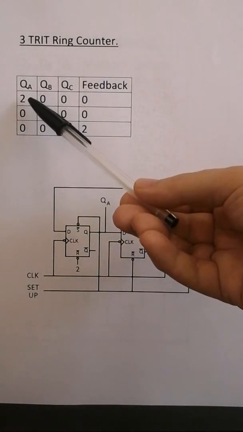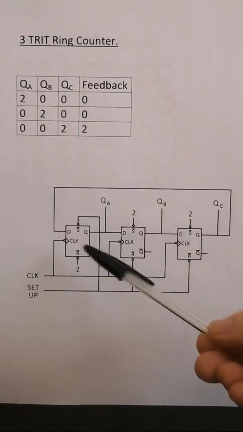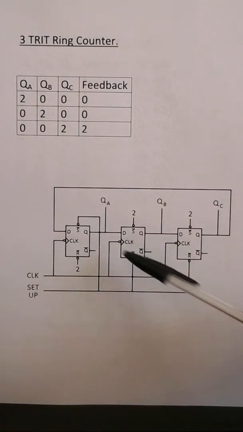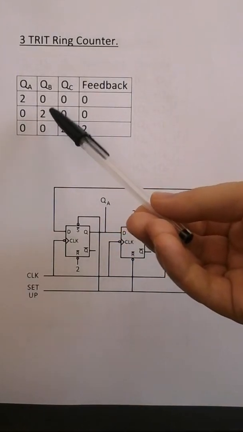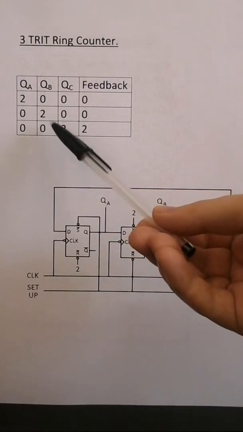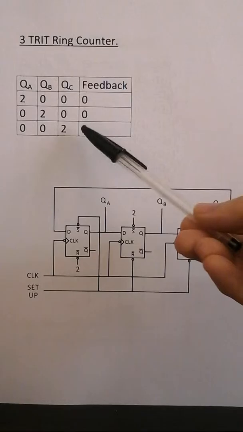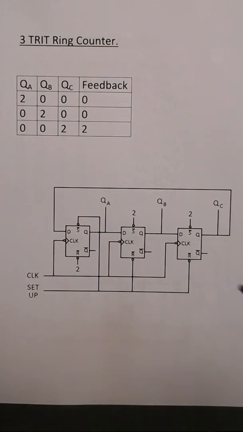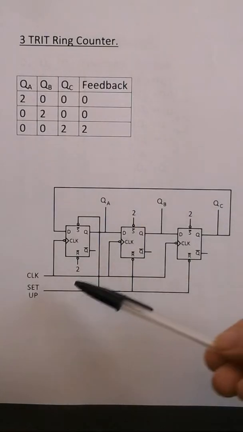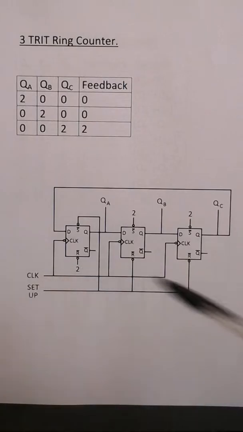So we have a 2 0 0, then on the clock pulse, which is common to all the flip-flops, the 2 goes to QB, then on the next clock pulse the 2 goes to QC, and then it's fed back on the next clock pulse to QA, back to the start. So this is the 3-trit ring counter implemented with D flip-flops, and in each case the set of flip-flop B and flip-flop C is set to 2s, and the reset of flip-flop A is set to 2, so it's inactive.